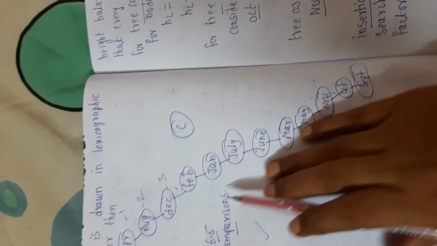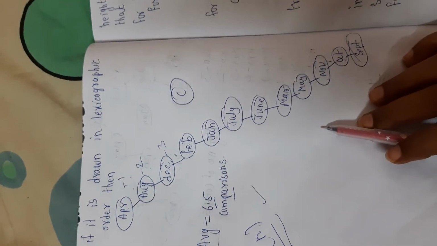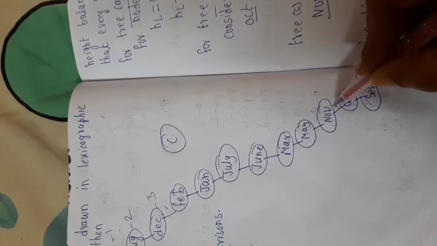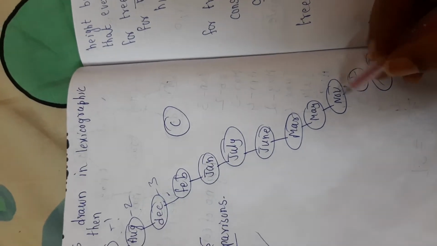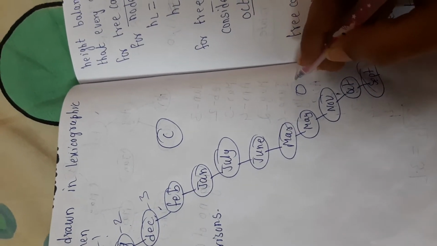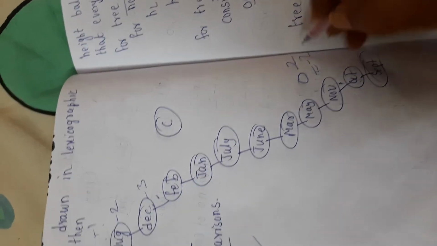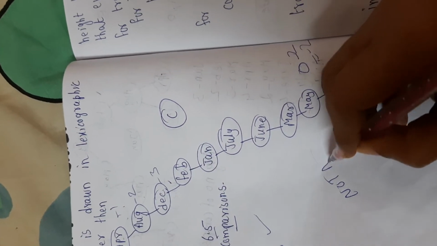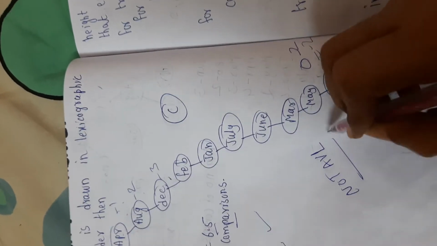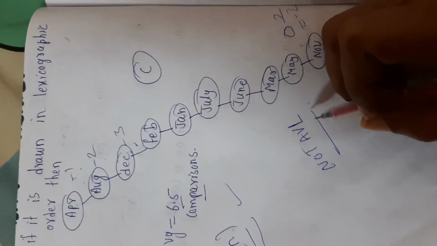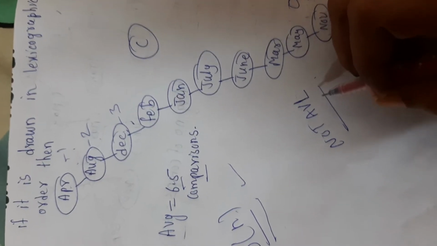Now if I want to find out whether it is an AVL tree, for example, for November: how many left children? 0. How many right children do you have? 2. So 0 minus 2, minus 2. So it is not in the range. So this is not an AVL tree. So if the trees are AVL trees, then definitely the searching time will be reduced.